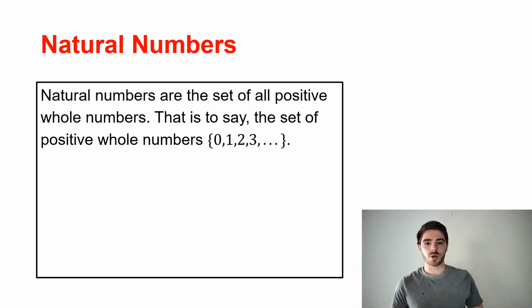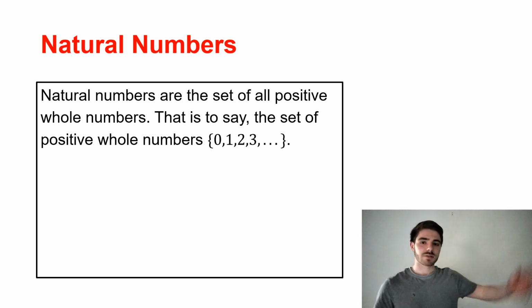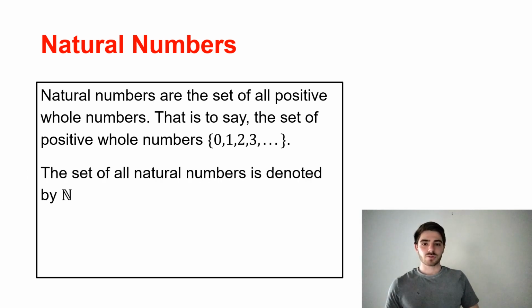Natural numbers are the set of all positive whole numbers, starting from 0 to 1 to 2, all the way up to infinity. The set of all natural numbers is denoted by this fancy letter N.